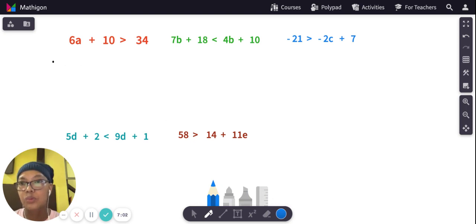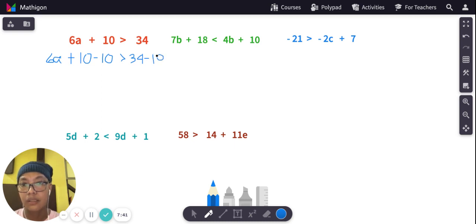Let me use blue. So this is 6A. Again, I have difficulty in writing. So this is plus 10. You can actually transpose 10 to the other side of your inequality, but I prefer to use this method for you to understand why. So you subtracted 10 there, so you should also subtract 10 here.